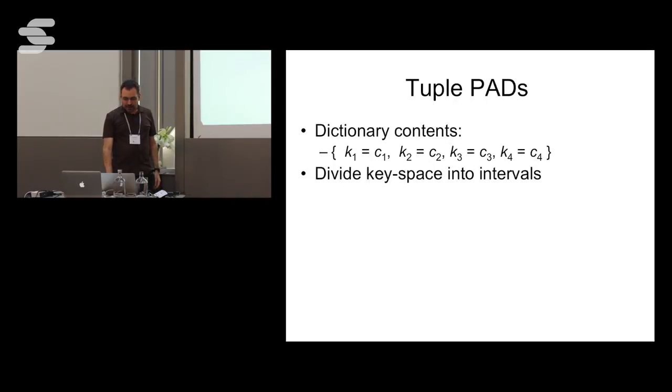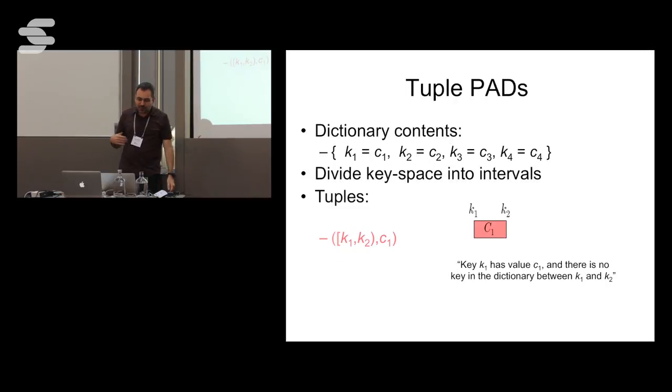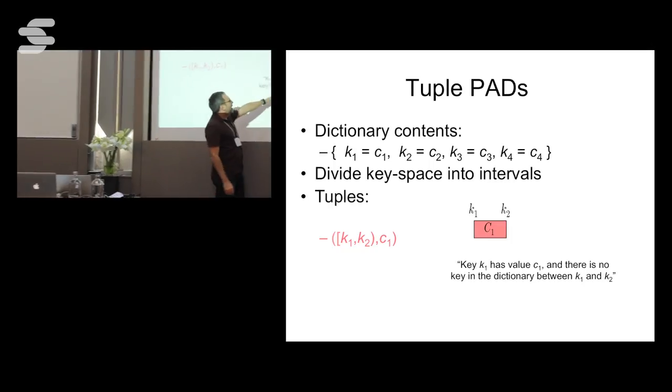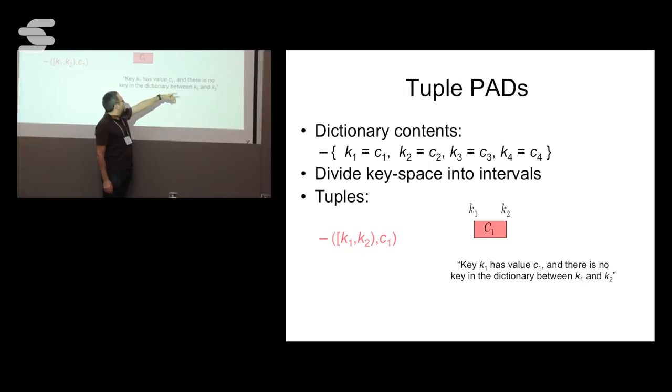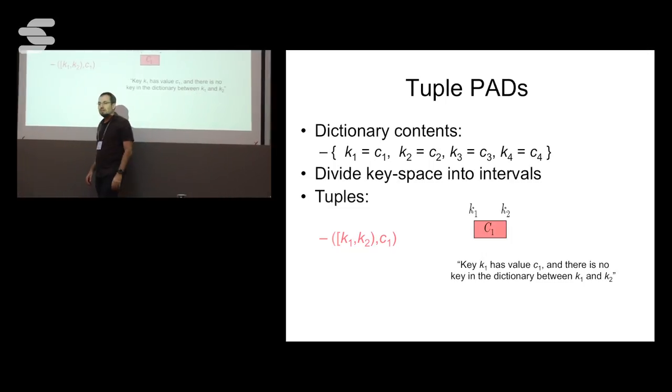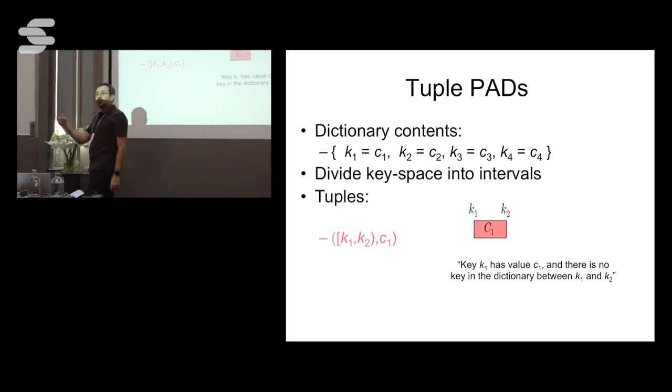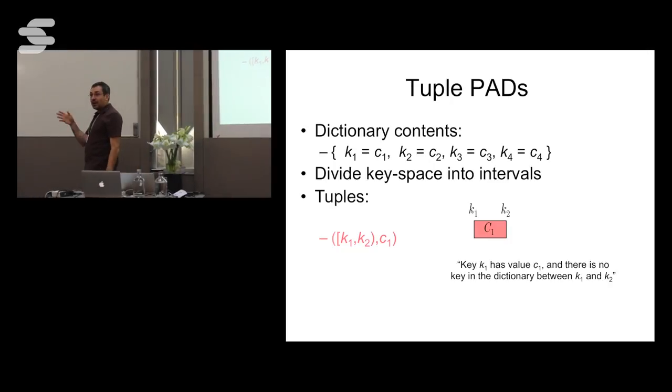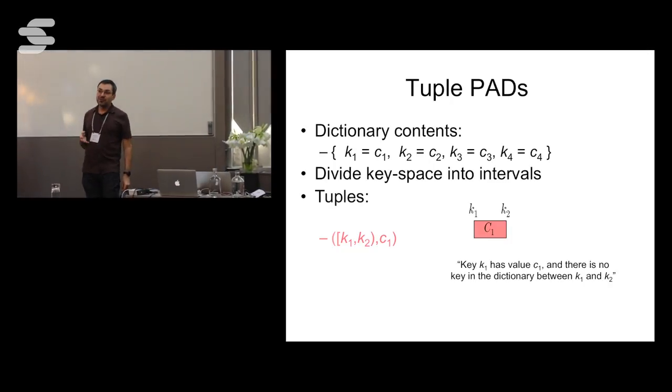And so what we can do is divide the key space into intervals. So I can now create a statement that says key K1 has value C1 and there is no key in the dictionary between K1 and K2. Because don't forget, I also want to be able to do lookups on keys that aren't there, and I want to be able to get a proof that a key is absent.